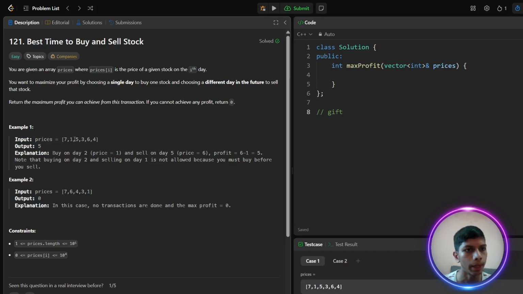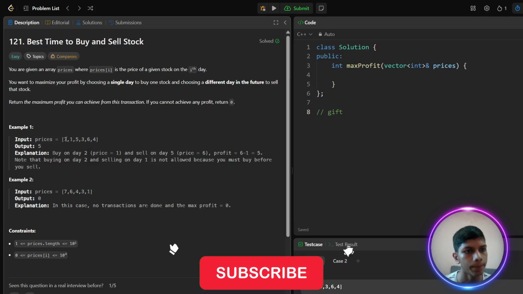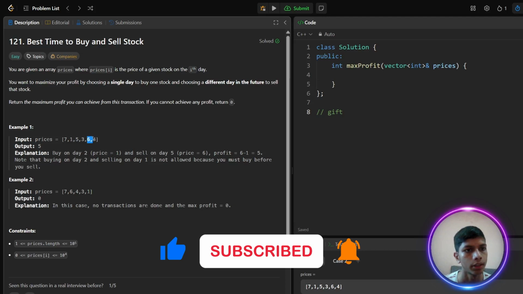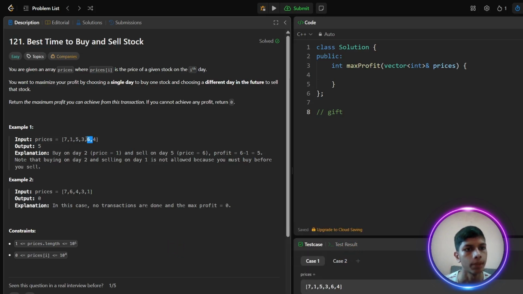For example, if I buy the gift on the first day and sell it on the fourth day, what will be my profit? It will be 6 minus 1, and that is 5. So what we have to return? We have to return the maximum profit we can achieve from this transaction. If you cannot achieve any profit, we return 0.